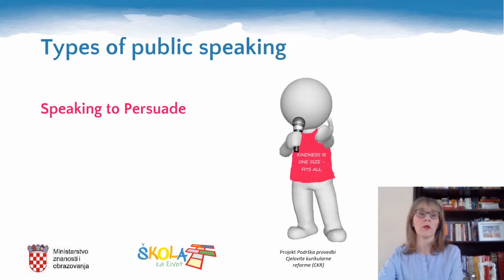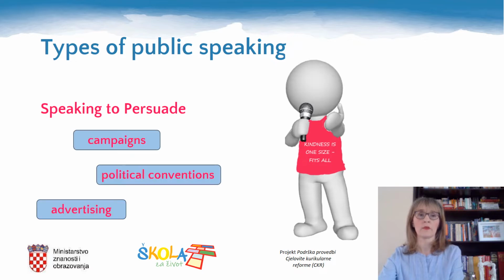The third type of public speaking is speaking to persuade, and this is the one we will deal with today. In this type of speaking, the speaker might be trying to change your mind about something or to persuade you to take action. This type is used in advertising to sell a product or a service, by politicians when they try to persuade us to vote for them, and in campaigns which push us to change and take action.